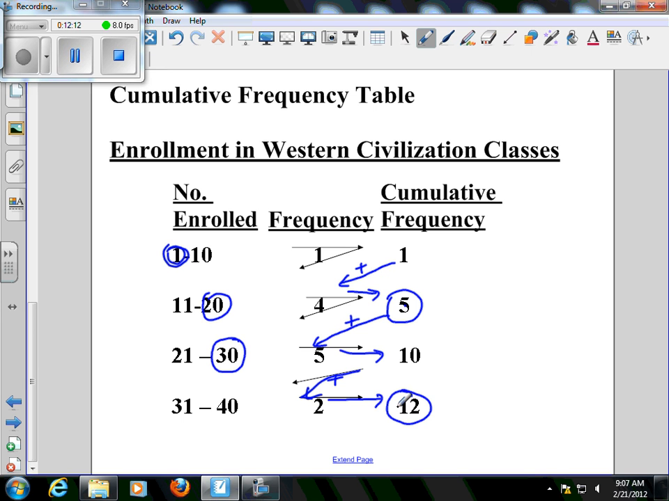Okay, so I know that's probably a little bit different, but it does actually broaden the categories a little bit, because if somebody just gave you a frequency table and said, wait a minute, but I don't want to use these categories, I want to know how many classes there were that had enrollment between 1 and 20 students, we would go to the cumulative frequency, where the 20 is, and say, oh, that was 5 classes had enrollment between 1 and 20.